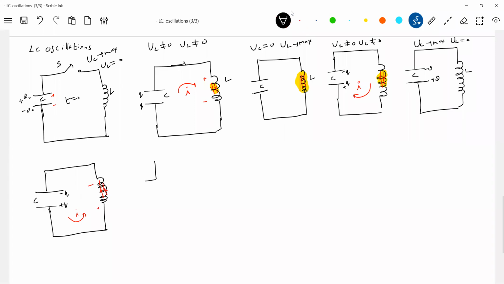So the next sequence: the charge across the capacitor has become zero. Now the whole charge, or rather the whole energy, will be there across the inductor.